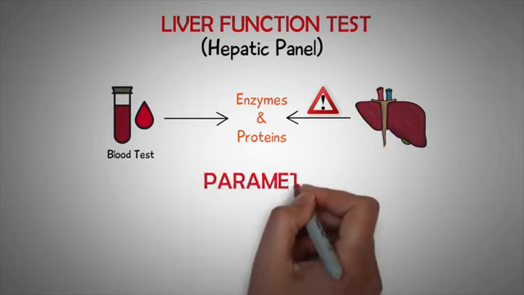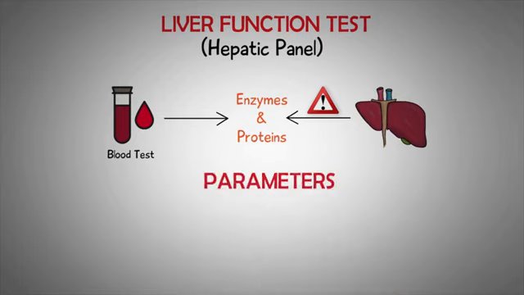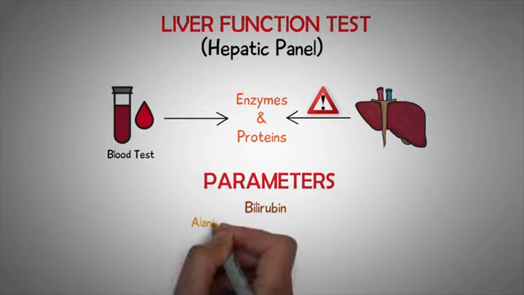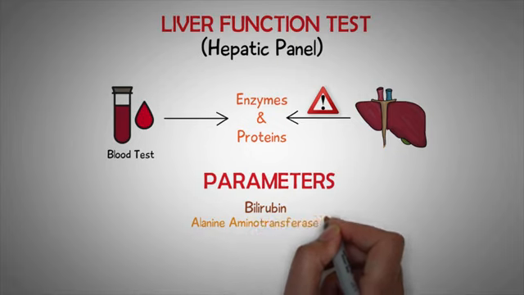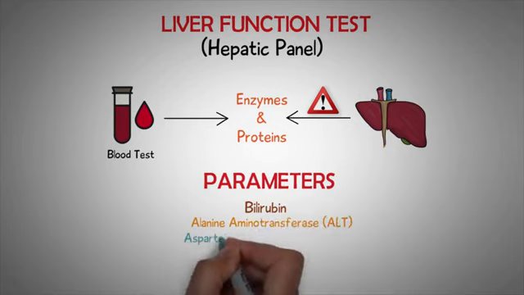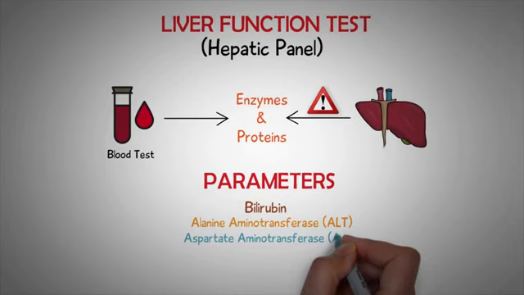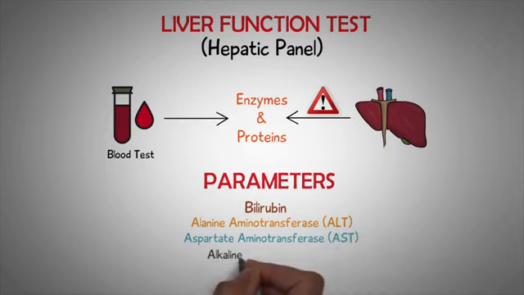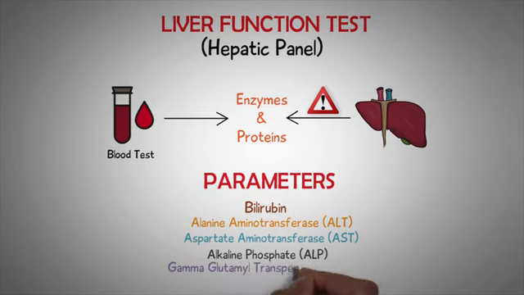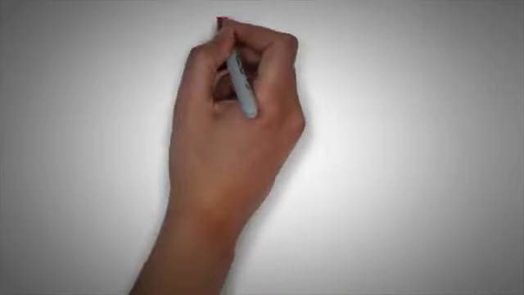Several biochemical parameters are assessed in LFT. These are number 1, bilirubin, that is of two types, conjugated and unconjugated; alanine aminotransferase, abbreviated as ALT; aspartate aminotransferase, abbreviated as AST; alkaline phosphatase, abbreviated as ALP; gamma glutamyl transpeptidase as GGTP. Let's now see each of them one by one.